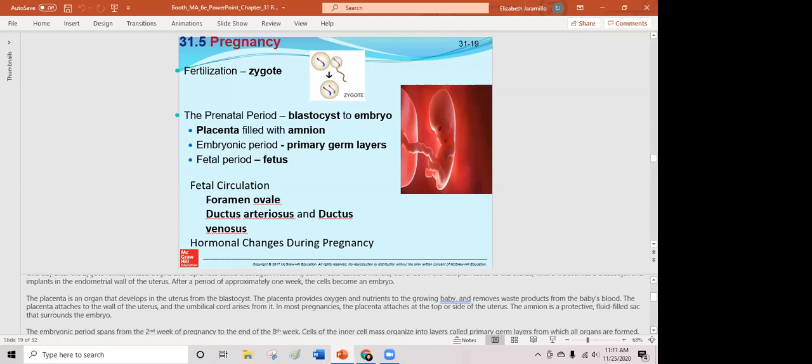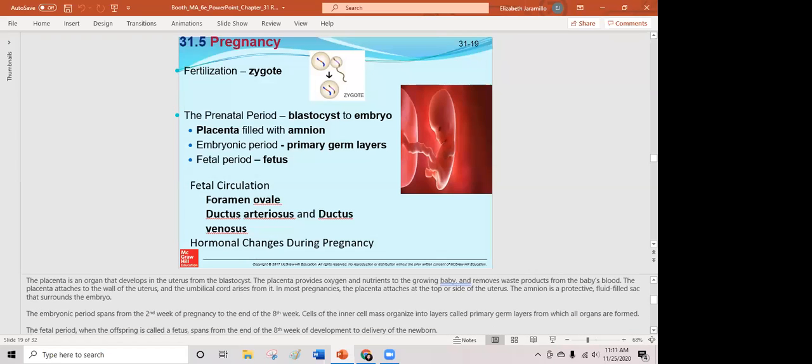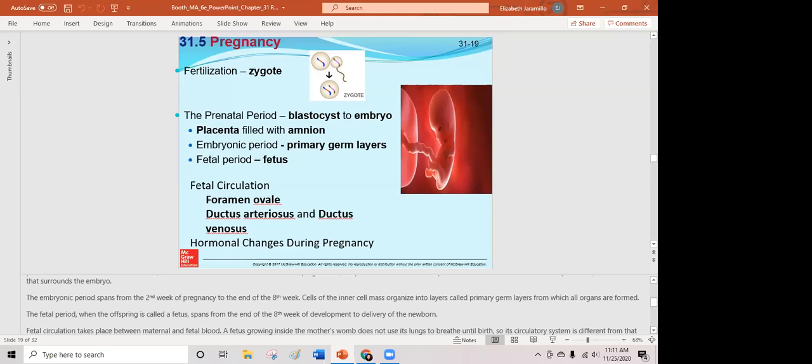The amnion is the protective fluid-filled sac that surrounds the embryo, the amniotic fluid, right? So the embryonic period spans from the 2nd week of pregnancy until the end of the 8th week, okay? After the end of the 8th week, cells of the inner cell mass organize into layers called primary germ layers, from which all organs are formed.